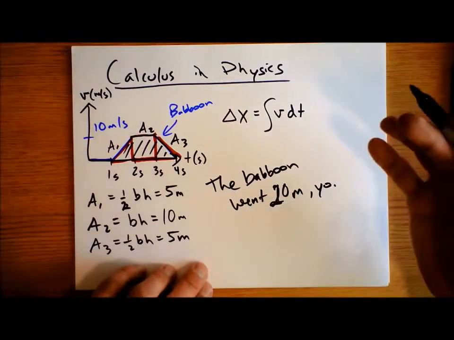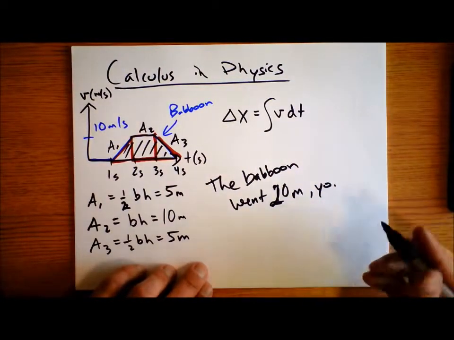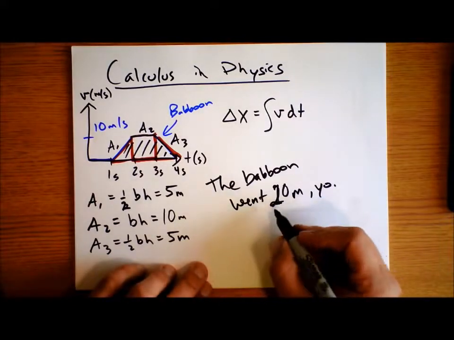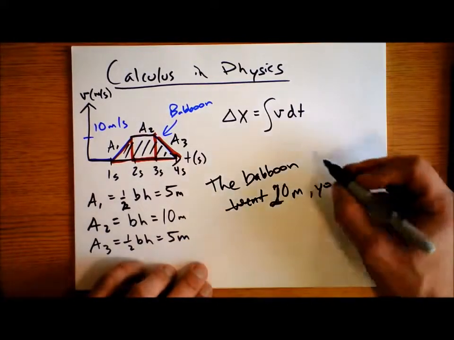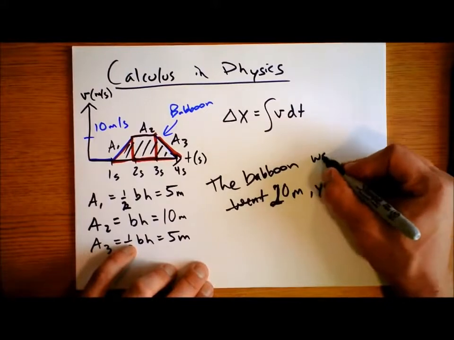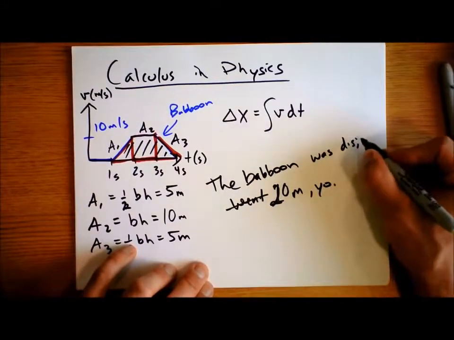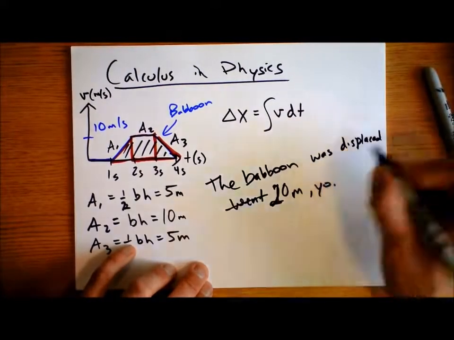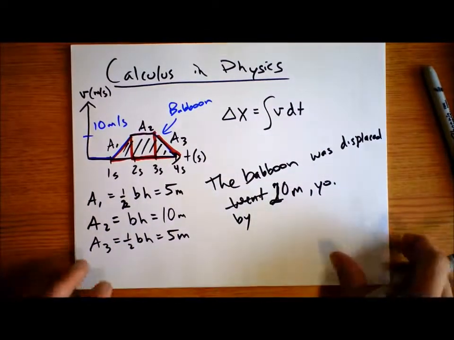That's the initial conditions that we don't know. All we know is that it was displaced. So maybe we should change this to say the baboon was displaced by 20 meters. Yo, okay, so that's great.